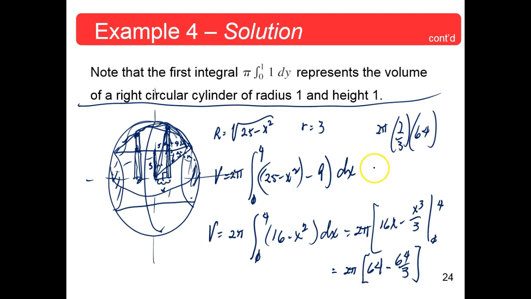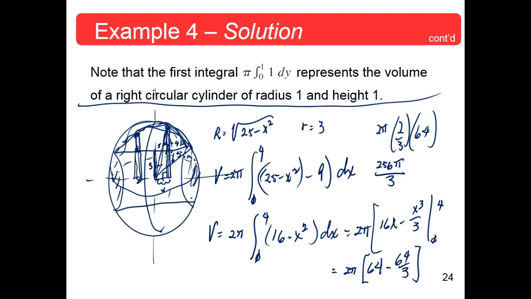And that will be, goodness gracious, 256 pi thirds, I think. 256 pi thirds. Excellent. They got it right too. All right. Any questions on that?